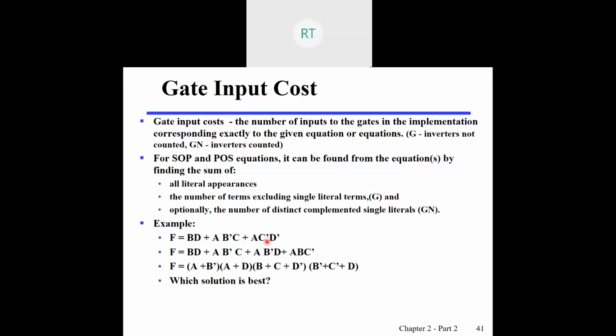But the output of this AND gate and this AND gate and this AND gate are inputs to an OR gate. Do you agree? So also I have 3. So this is how you count your G.